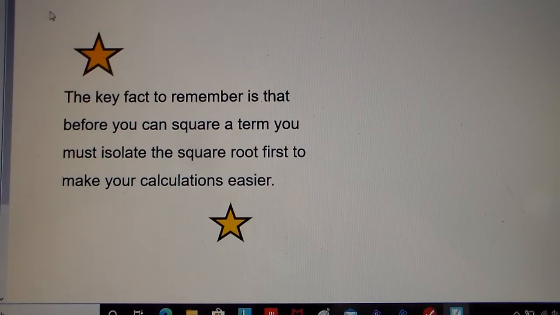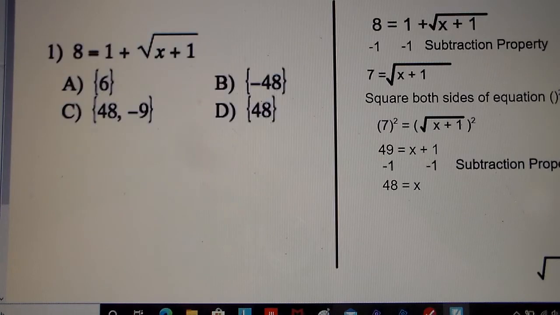So the key fact to remember in this section is that before you can square a term, you must isolate the square root first to make your calculations a little bit easier. That's just something that will help you out a little bit.